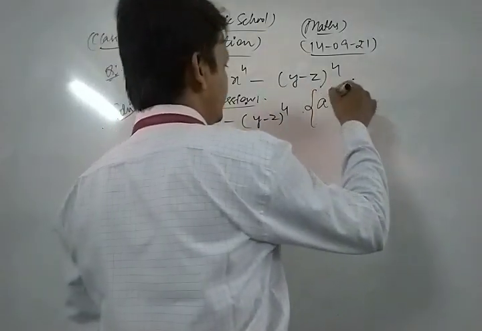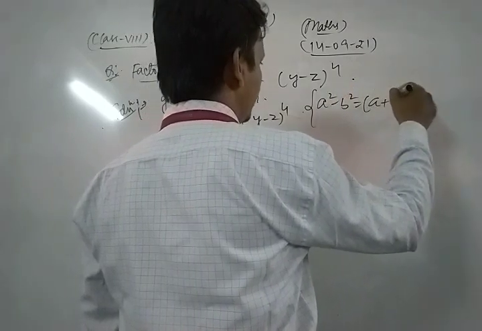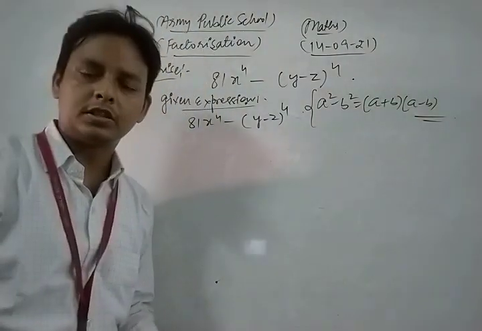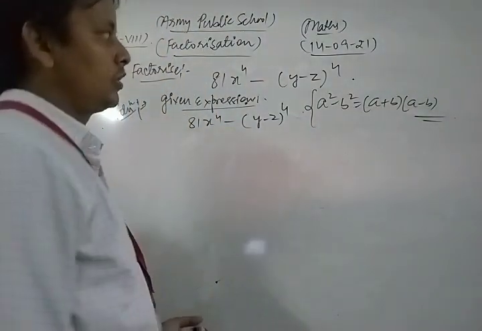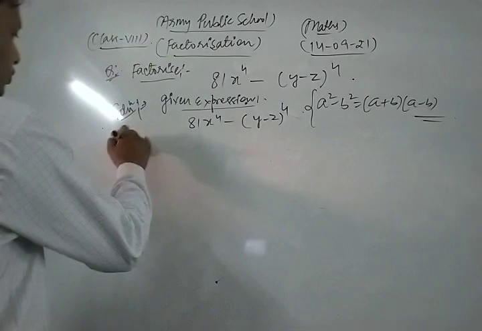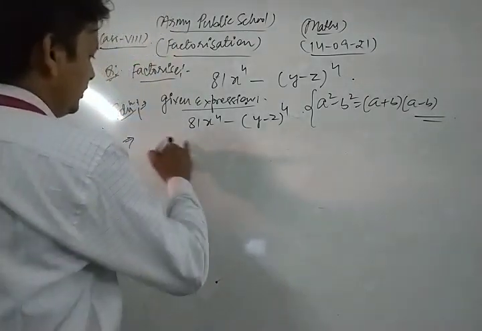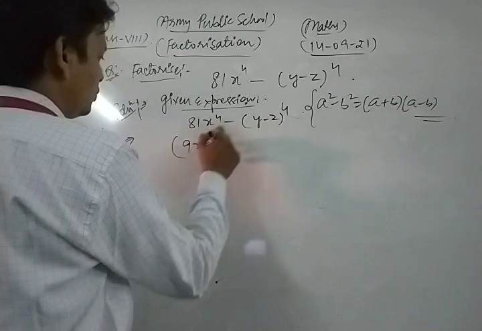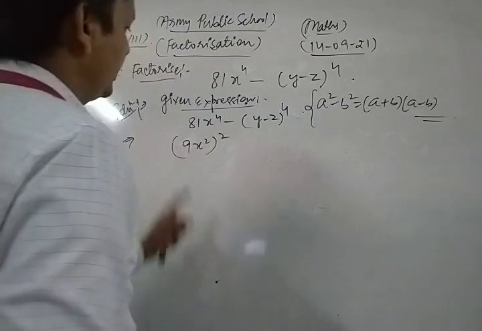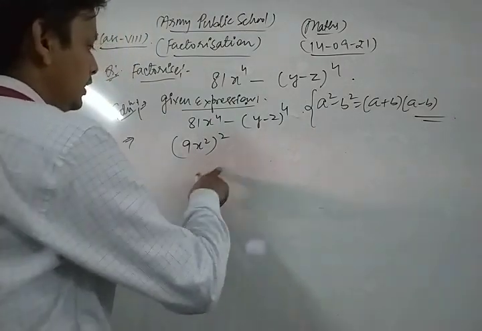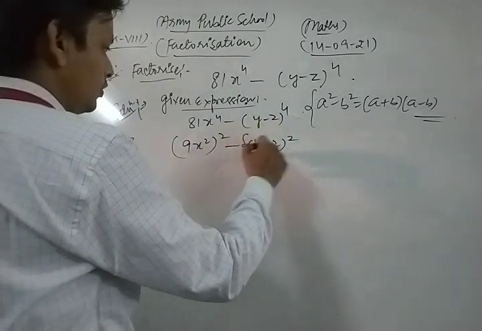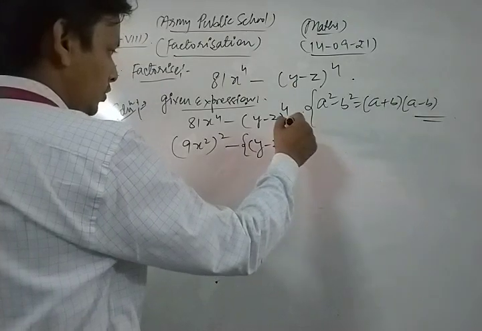You know that a square minus b square is equal to (a plus b) and (a minus b). This is a very important identity: a square minus b square is (a plus b) in one bracket and (a minus b) in another bracket. So we can write it now. Look here, we arrange it on the identity: (9x square) whole square, since 9 square is 81, minus ((y minus z) whole square) whole square in this way.